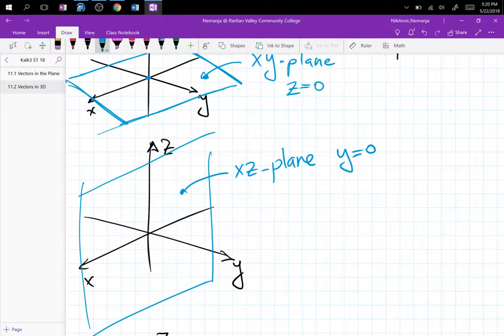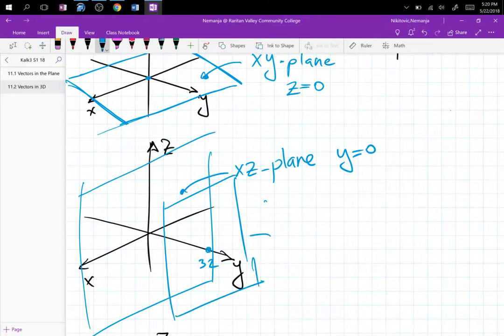So if I have another wall parallel to this one, I will draw it here, and that one is at 32. The second plane is y equals 32. The book has a little bit better drawing for this, so here, you can enjoy this for about 17 seconds.